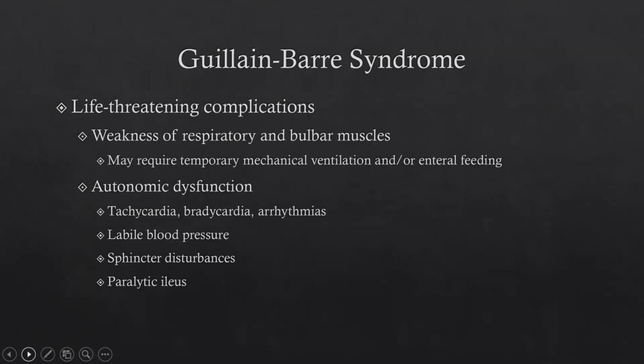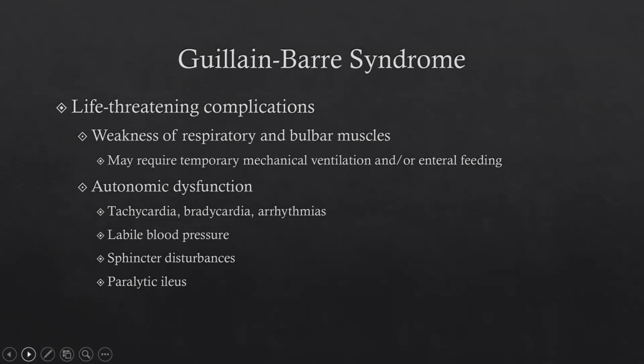I briefly talked about autonomic dysfunction. So autonomic dysfunction is a phenomenon that can occur in Guillain-Barré syndrome and might be evidenced by tachycardia, bradycardia, or arrhythmias. And then a lower blood pressure might also occur, and it might translate into bladder and bowel symptoms, like I had mentioned earlier, as well as paralytic ileus.